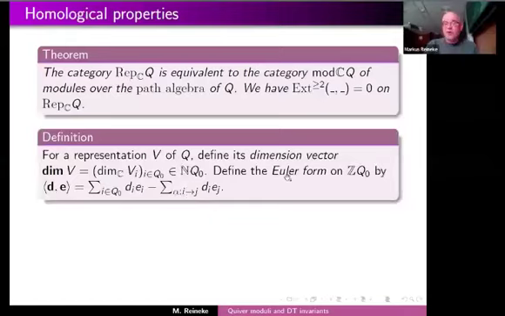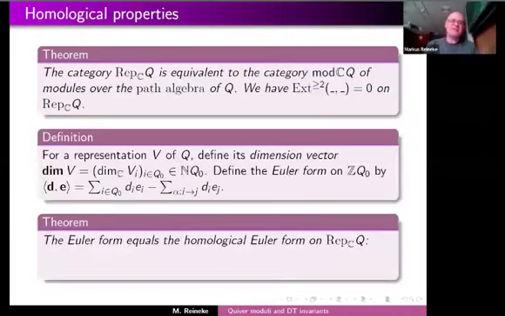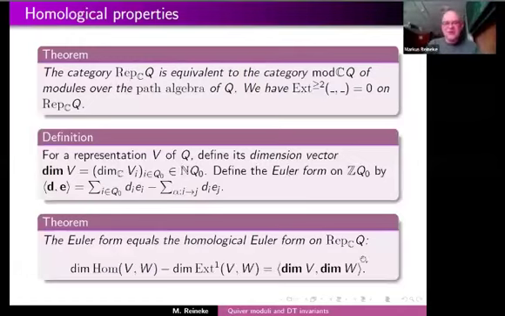This is called the Euler form of the quiver, which is just defined in terms of the graph structure, but it is also the homological Euler form of the category of representations. That's the content of this theorem. Euler form equals homological Euler form. So this Euler form, which I defined just in terms of the oriented graph, is the same as taking the dimension of Hom minus the dimension of Ext1 for 2 quiver representations.